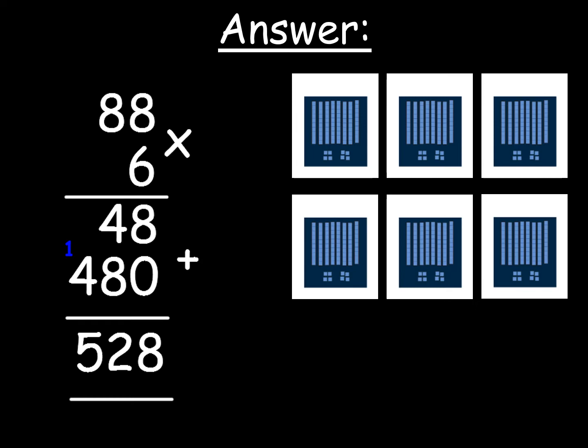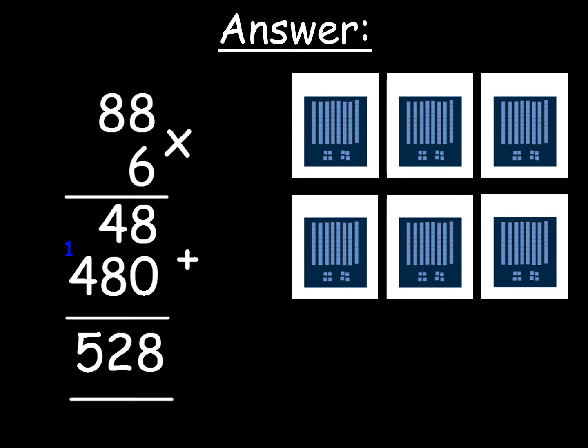Then we look at the other column. Now this time we're going to do 6 times 80. Remember the value of that 88, if we partitioned it, would be 80 and 8. So it's 6 lots of 80 now. To work that out, we've just said 8 times 6 is 48. So 80 is 10 times bigger than 8, so we just times the answer by 10. So that would have given us 480.